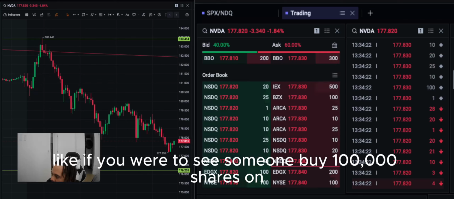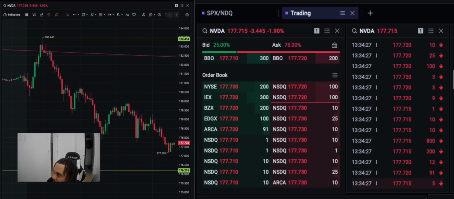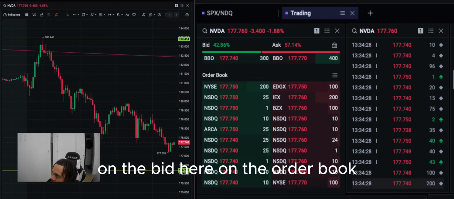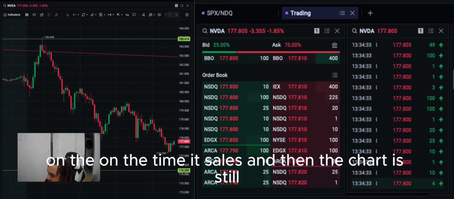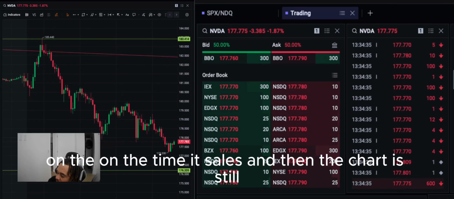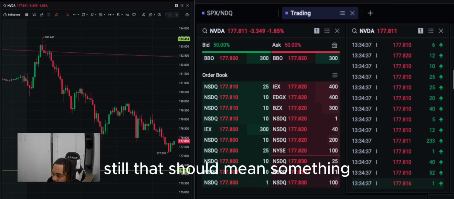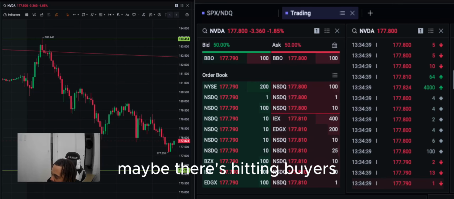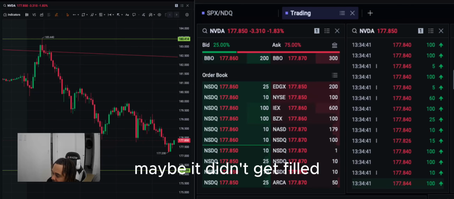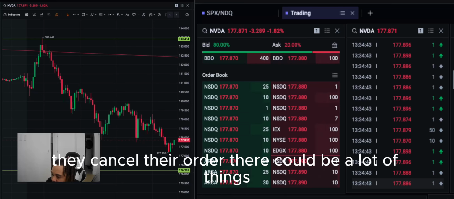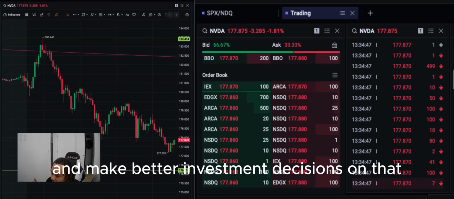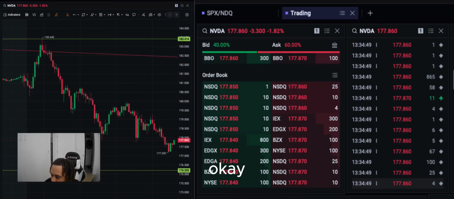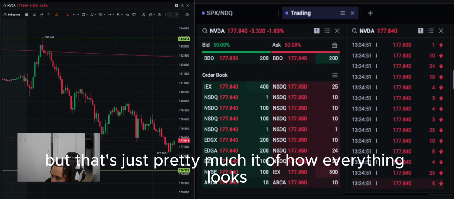Like, if you see someone buy 100,000 shares on the bid here on the order book and it didn't get filled on the time and sales, and the chart is still, that should mean something. Maybe there are hidden buyers, maybe it didn't get filled, maybe they canceled their order. There could be a lot of things, but you get to see all that in real time and make better investment decisions. Okay, that's pretty much how everything looks.